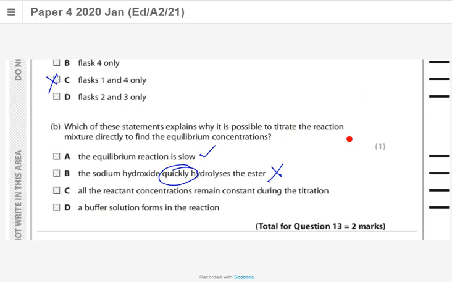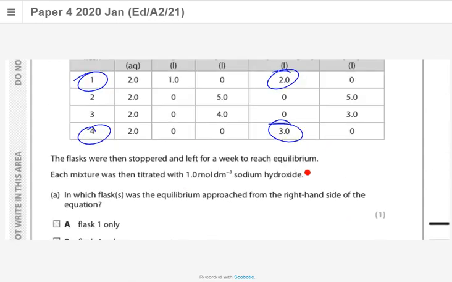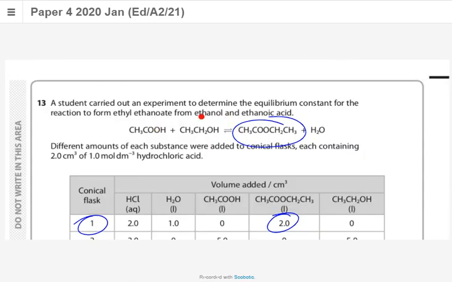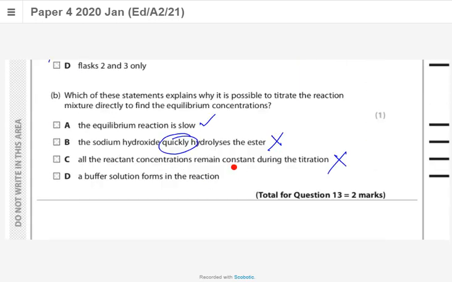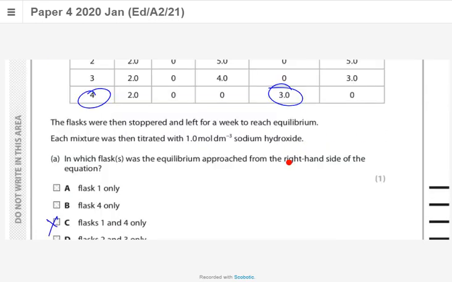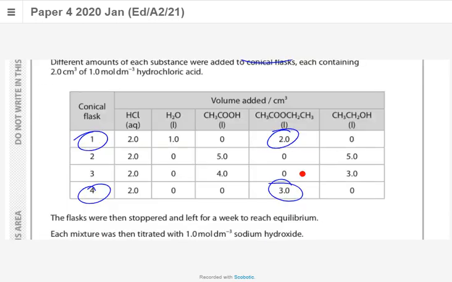All the reactant concentrations remain constant during titration. How can that be? You can't. All the reactant concentrations cannot remain constant, right? Because during the equilibrium the reactants are reacting, and also the alkali will react with the acid. That is wrong. And buffer solutions form in the reaction.